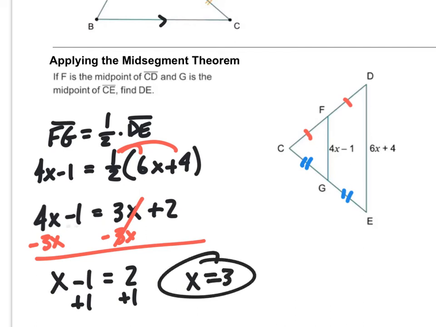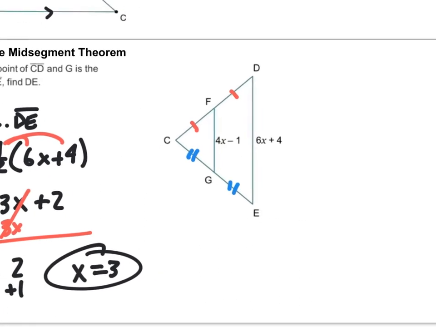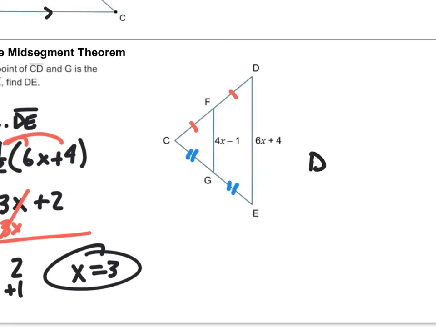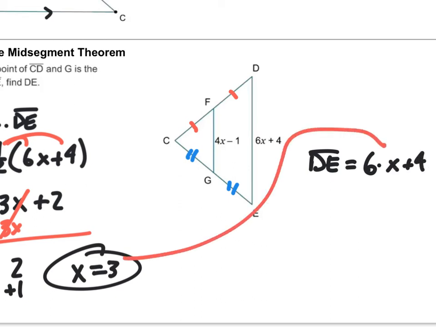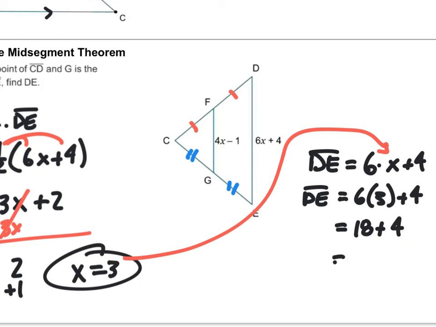Okay? So now that I found that x is equal to 3, I can figure out what DE is. Now DE, remember, was 6 times x plus 4. All right, so if I plug in 3 for x here, I can find that DE is equal to 6 times 3 and then plus 4. So we get 18 plus 4, and that's going to give me a length of what? 22? So DE has a length of 22.